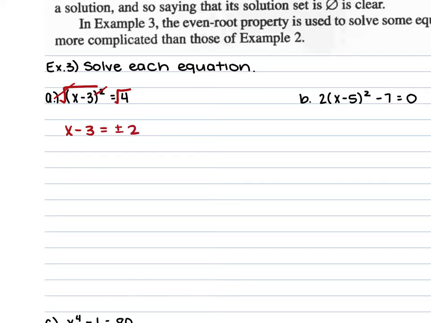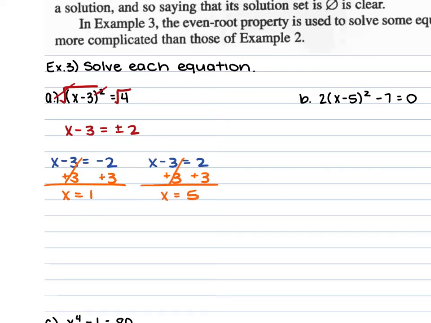So now with this, we do not have a radical left over, so we're going to simplify it as two different equations. So we're going to have x minus 3 is equal to negative 2, as well as x minus 3 is equal to positive 2. We're going to add the 3 to both sides for each of these, and we get that x is equal to 1 and x is equal to 5. So two answers here, the 1 and the 5.